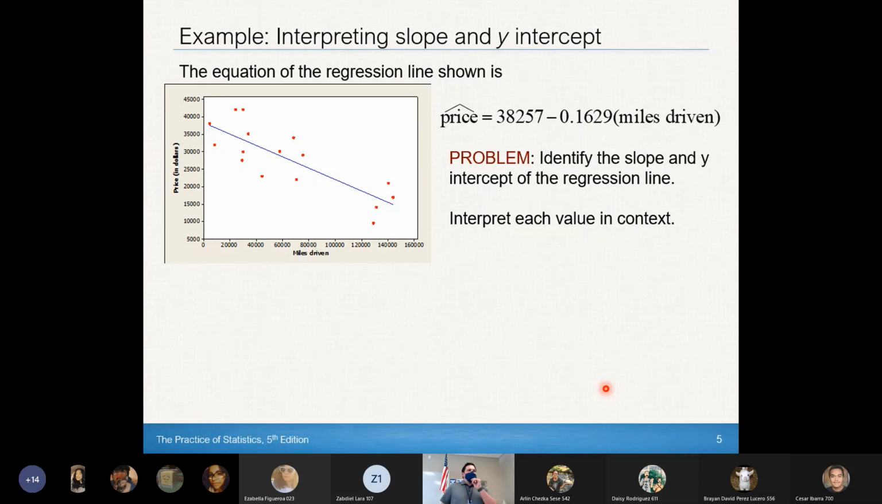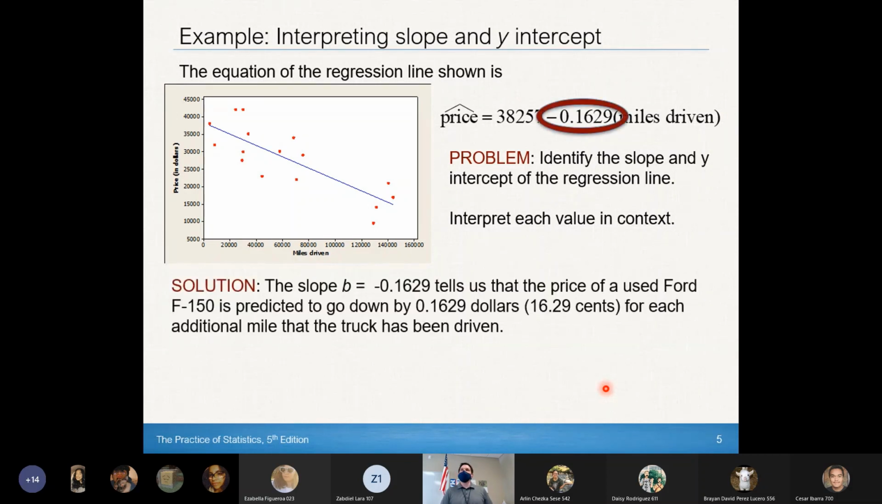So here we'll interpret slope. The regression line for our scatter plot, miles driven versus price in dollars, is shown below. Price hat, which is the y hat, equals 38,257 minus 0.1629 times miles driven. Miles driven is our x variable, the explanatory variable. We want to identify the slope and y-intercept of the regression line and interpret each value in context.